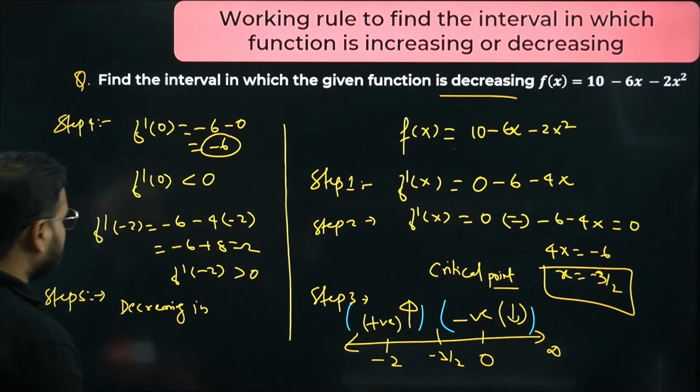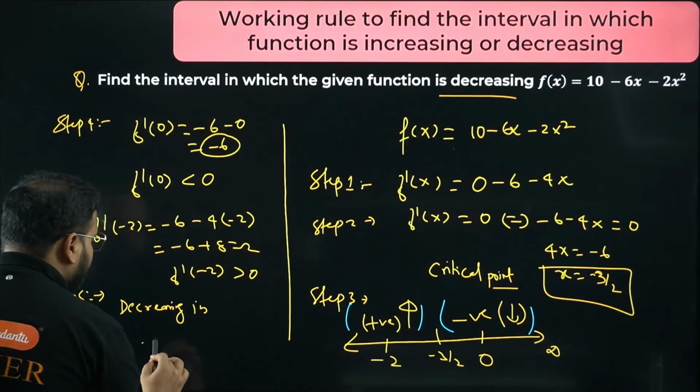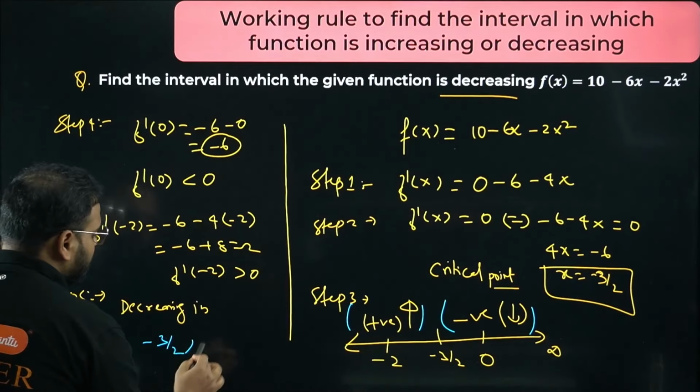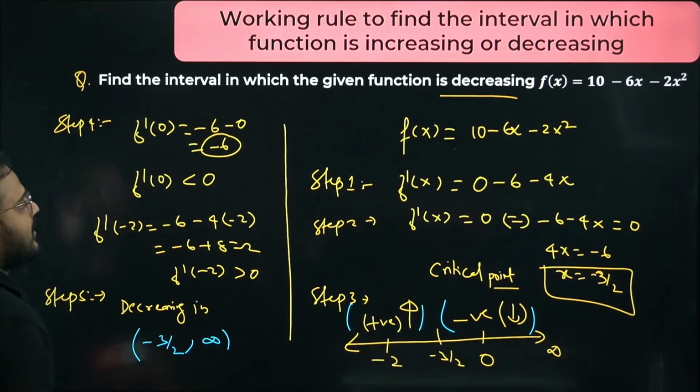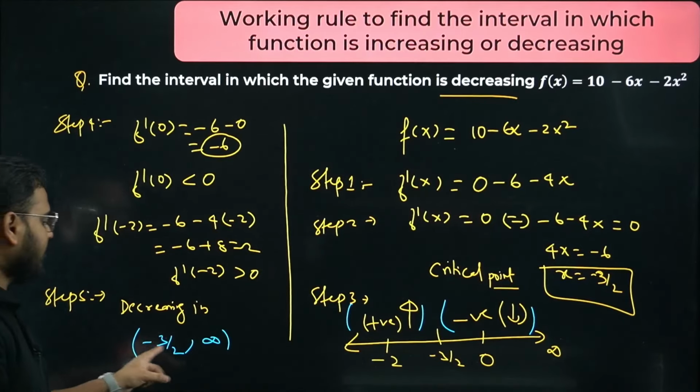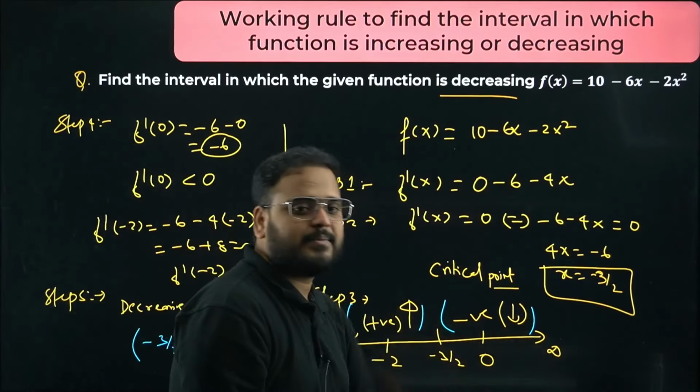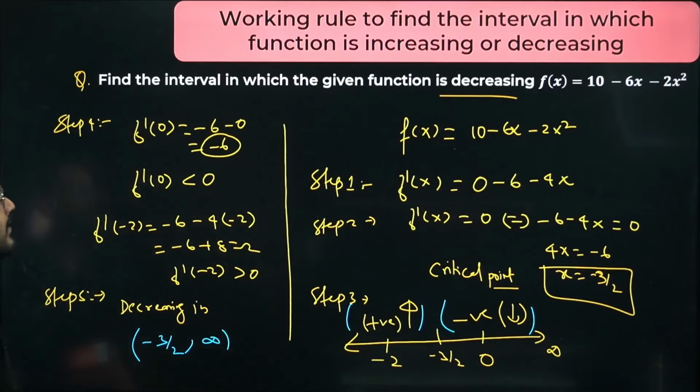Okay, so what is your answer? Decreasing in the interval minus 3 by 2 to infinity. That's your answer. Please check. From minus 3 by 2 to infinity on this side. This is clear. Have a look.